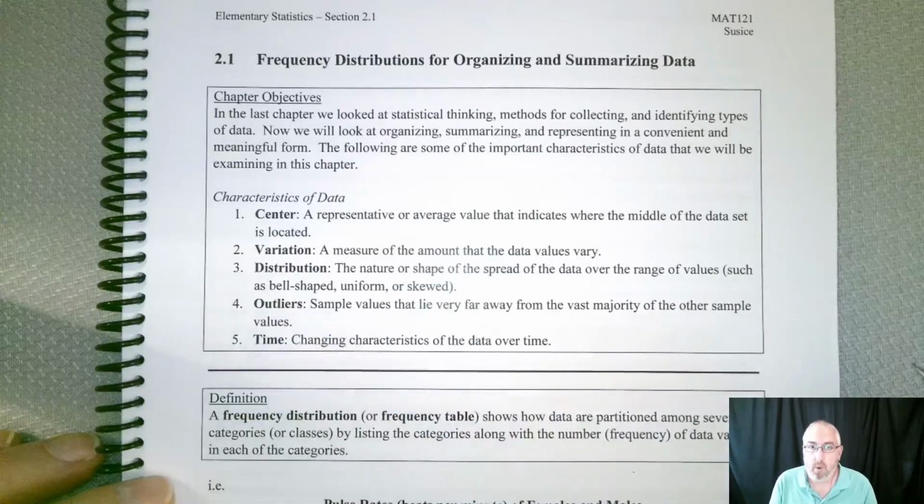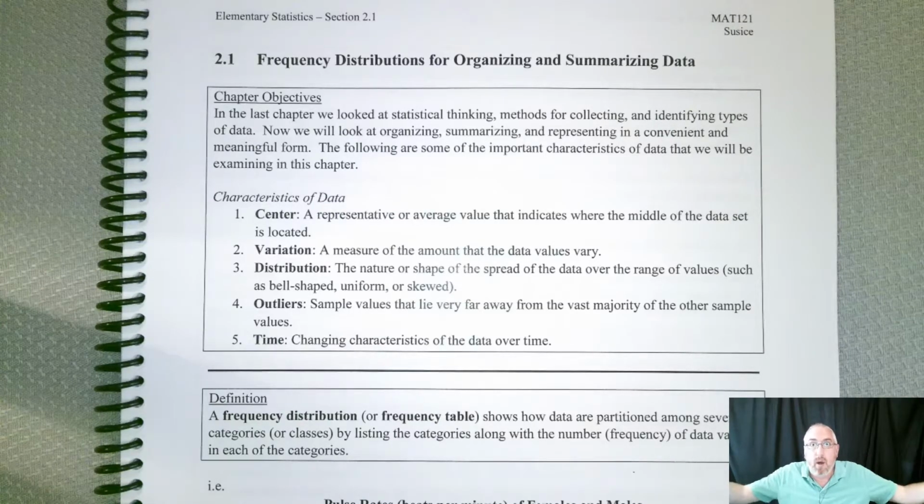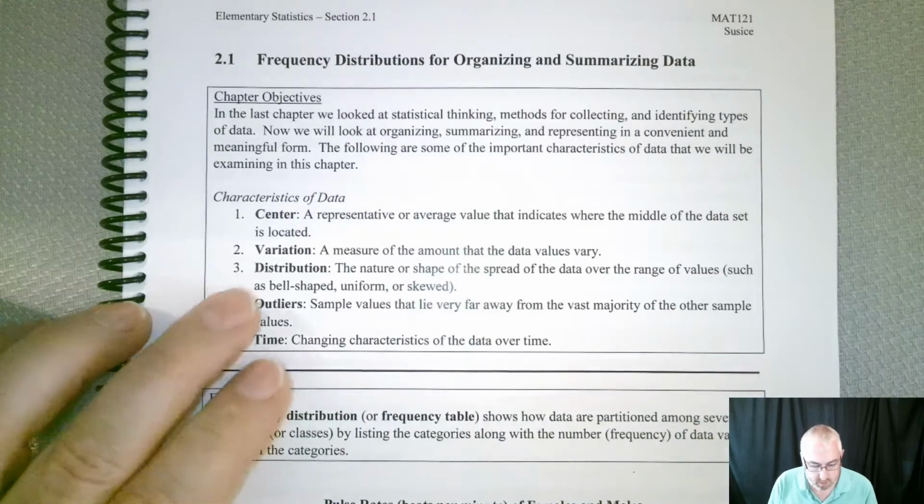Variation is also important. It's the measure of the amount that the data values vary. So basically, how spread out are they? That's another way to think of it. Are they all compacted around the center, or are they spread out quite a bit? So that's an important feature of data as well.